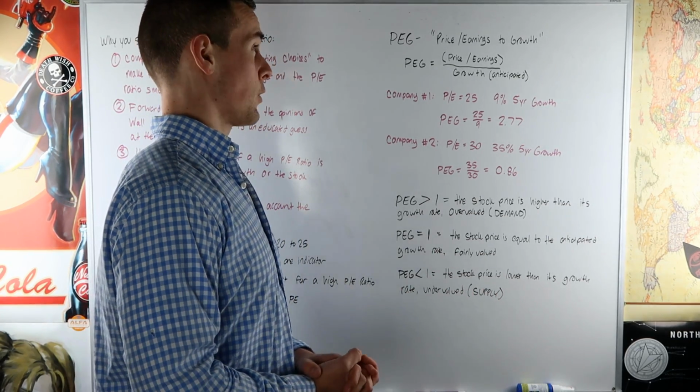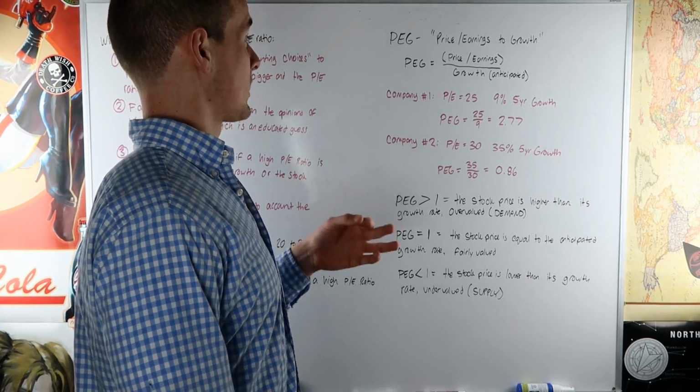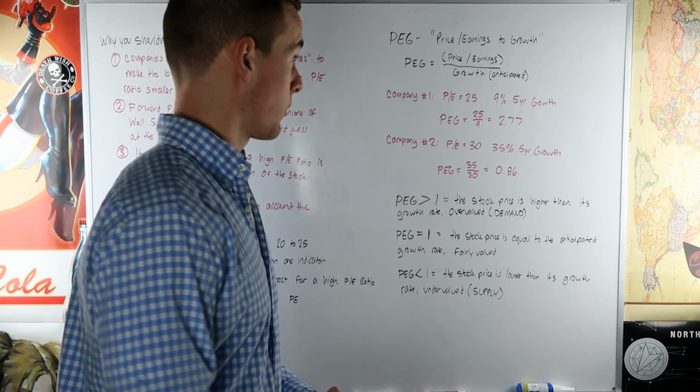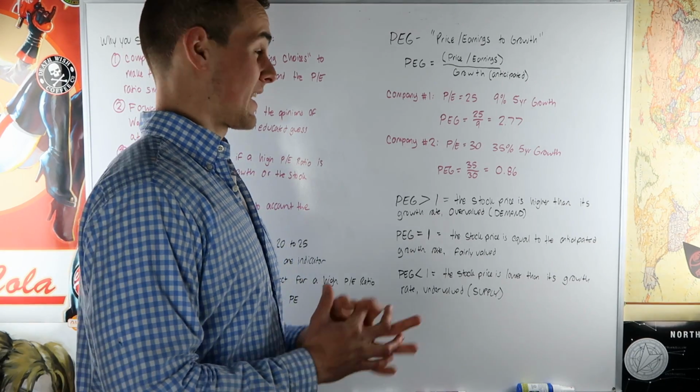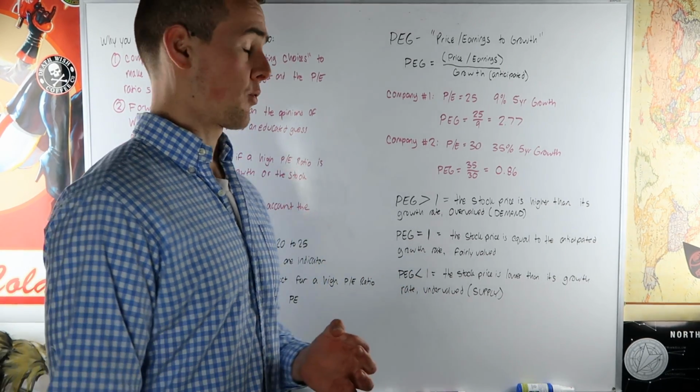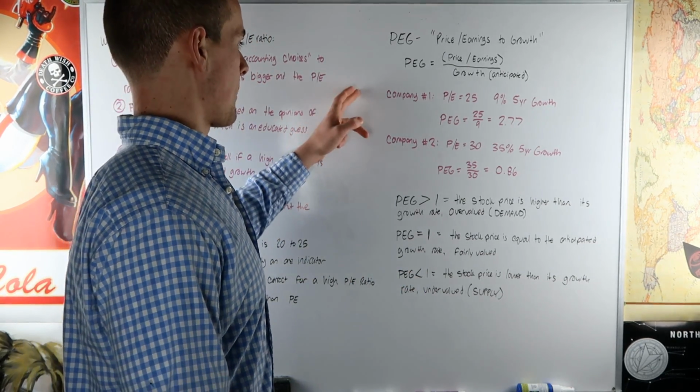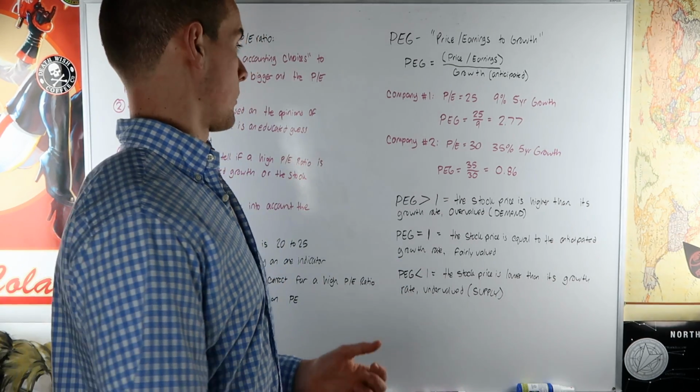So that's called PEG, and basically what that is is you take your price to earnings ratio and then you divide it by the anticipated growth percentage of that stock, and generally people are looking at the 5-year growth of the stock. So here's two examples of that, company number one and company number two.